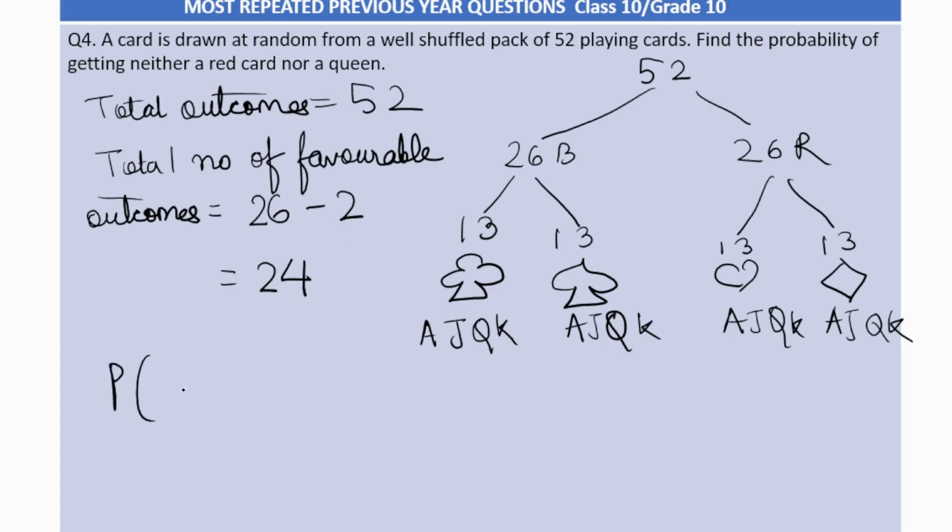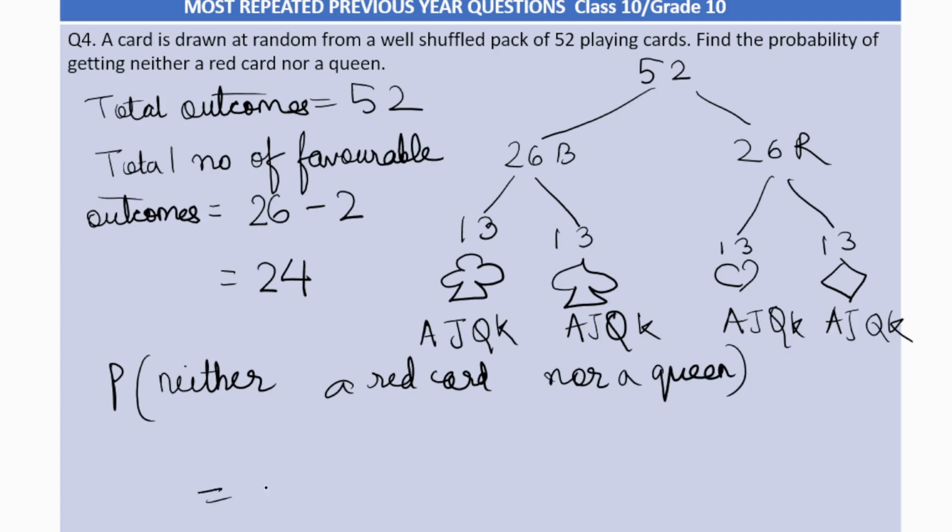So the probability of getting neither a red card nor a queen, how much is it? It will be 24 divided by 52. We just need to cancel out the common factors to find the actual probability. 24 divided by 52, that will be how much? 4 6s are 24 and 4 1s are 4. 5 minus 4 is 1, so 4 3s are 12. So 6 by 13 will be the probability of getting neither a red card nor a queen. Alright, I hope I'm clear with this question. Let's solve the next question.